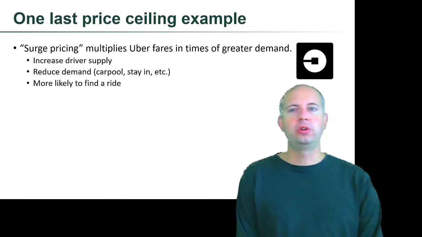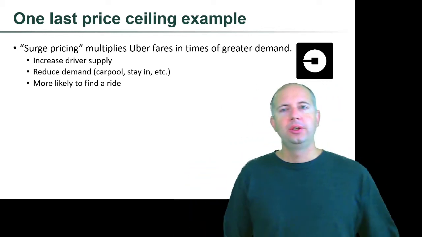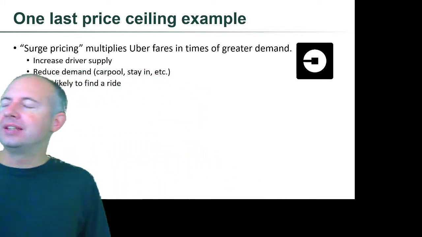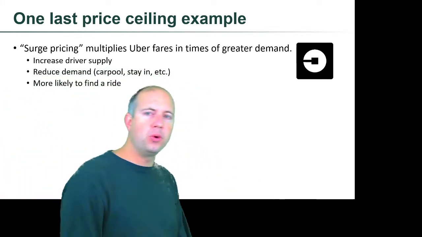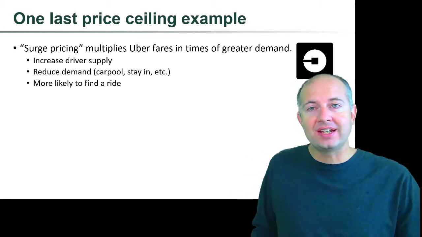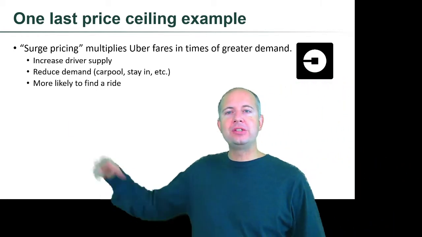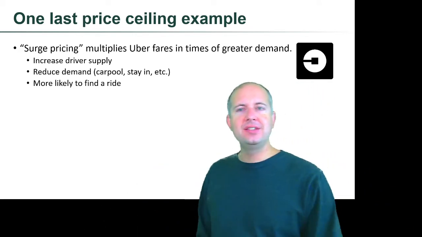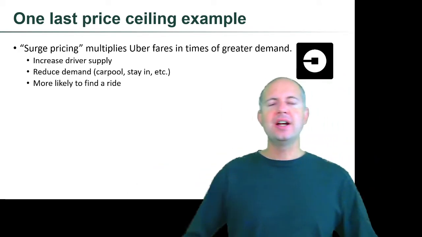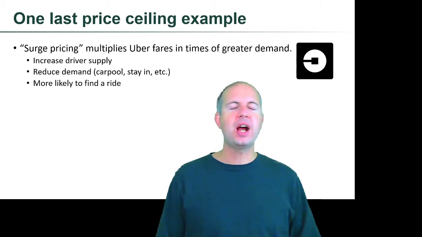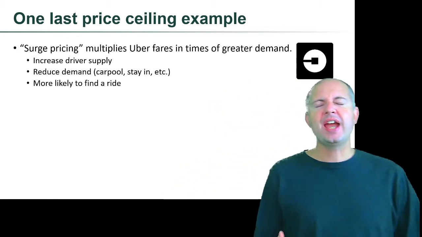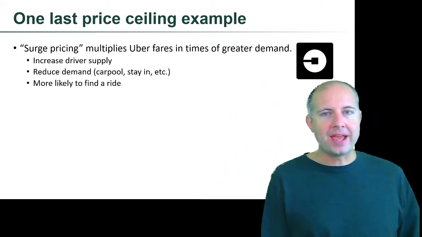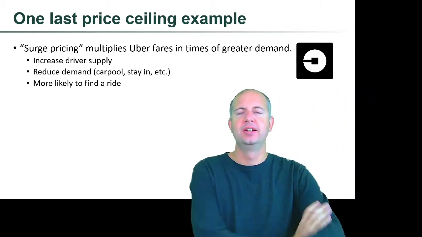It also will reduce demand, specifically a reduction in quantity of Uber rides demanded. So I might carpool, I might just decide to stay home tonight, etc. And overall, that means we're more likely to find a ride, right? So after the concert ends, because the price is so high, we're going to have a lot more people willing to drive, fewer people wanting a ride. So we're more likely to reach an equilibrium where everyone who's willing to pay the price can get a ride.